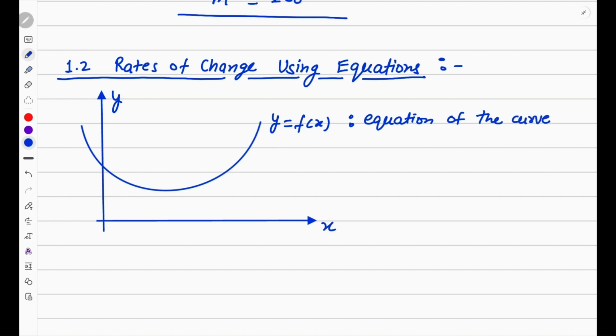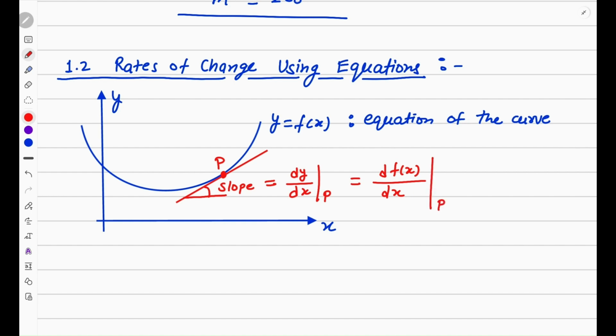And we want to calculate the slope of the curve at any point. So we take a particular point and we want to calculate the slope at this point. So the slope at this point will be the differentiation, this is the point P, of the equation of the curve at this particular point, or we can say it is d over dx of f(x) at the particular point P.